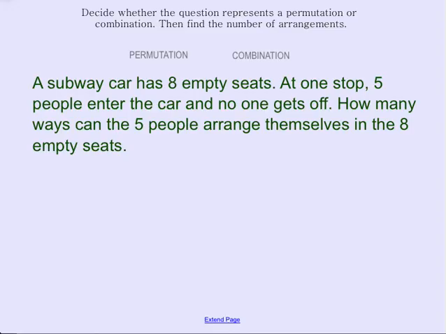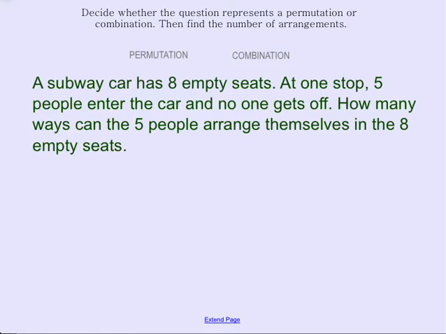All right, now we want to talk about how we know when it's a permutation and how we know when it's a combination. We're going to decide which is which. A subway car has 8 empty seats at a stop. 5 people enter, and no one gets off. How many ways can 5 people arrange themselves in 8 empty seats?